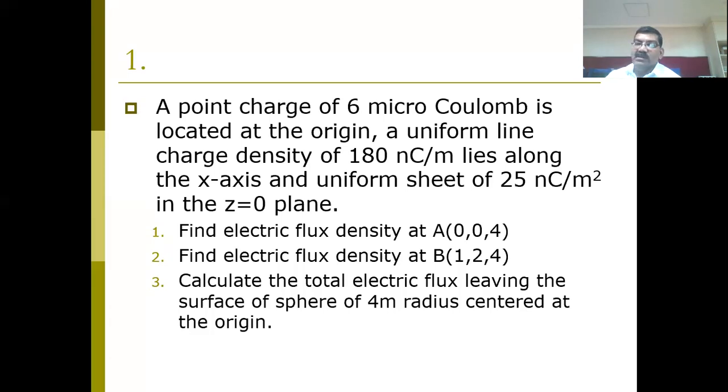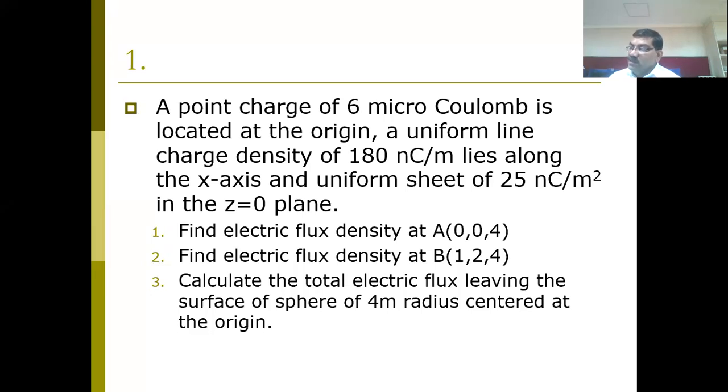So r will be how much? Radius is 4, so r will be 4. Here the point charge is 6 microcoulomb plus 180 into 8. That is in nanocoulomb, so you convert it into microcoulomb, it is better. So 180 into 8 is 1.44 microcoulomb. Okay, nanocoulomb I have converted to microcoulomb.